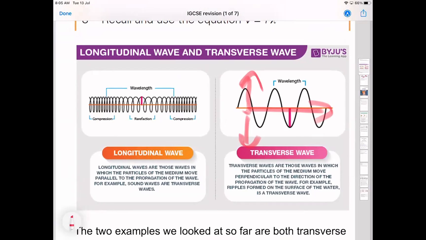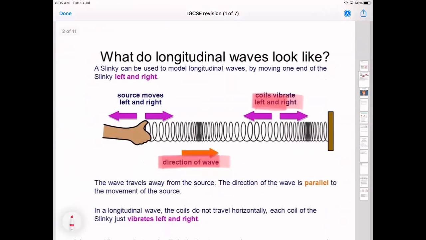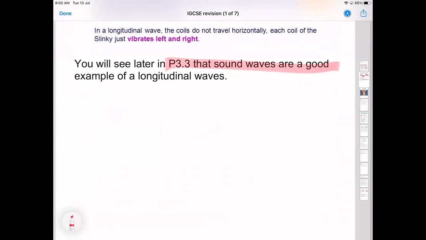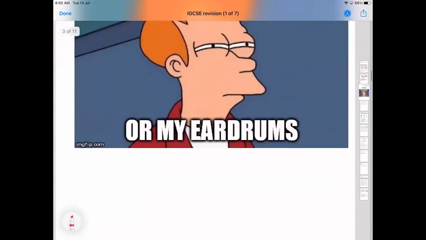So you'll see here in this case, the direction of the vibration is in exactly the same direction as the direction of the wave. And that's as opposed to a transverse wave, where the particles are vibrating up and down and the wave is moving in that direction. So like the kind of waves we saw earlier with the string or the rope, that would have been a transverse wave. Also longitudinal waves, the coils or the particles or whatever's vibrating vibrate in the same direction as the wave. And then you'll see sound waves are a good example of longitudinal waves. So, sound.